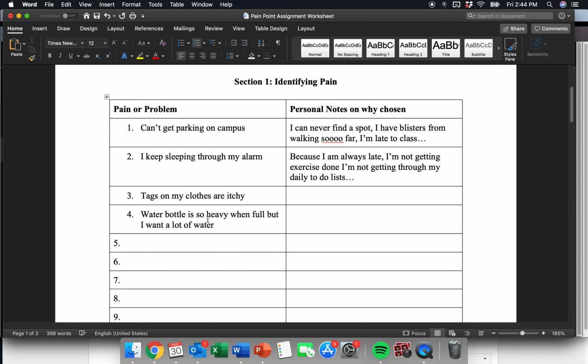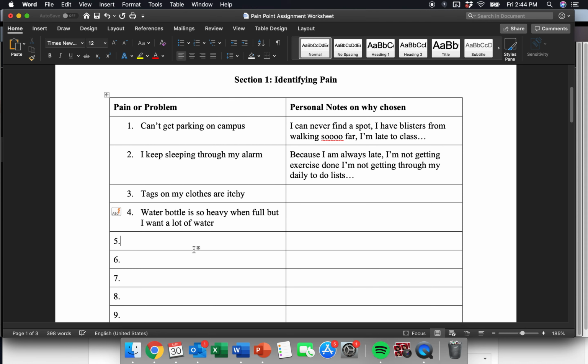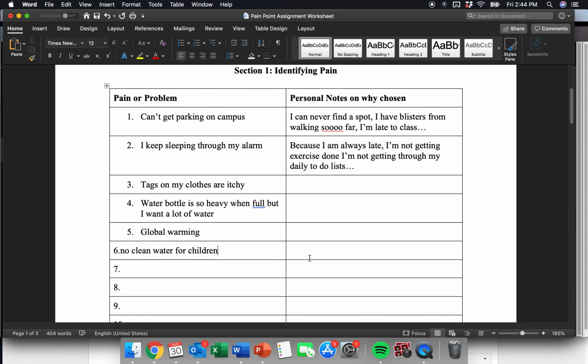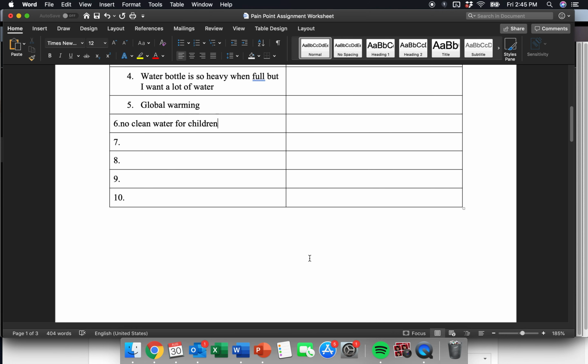So just identify any little pains or problems, something that can be irritating, something that can be monumental, like global warming or no clean water for children. It can be as micro as you want or as macro as you want. Okay, so identify 10 pains or problems and then write down personally why you chose that.